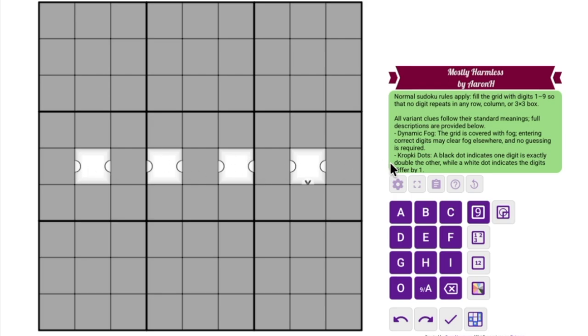So what we can see here first are some white circles. These are known as kropki dots. The white variant indicates that the cells are in a consecutive relationship, so they differ by one. Under the fog here, we can see that they're all chained together, so the circles do complete on each side. So what we can safely say is that it's the string 1 through 9 in one direction or the other.